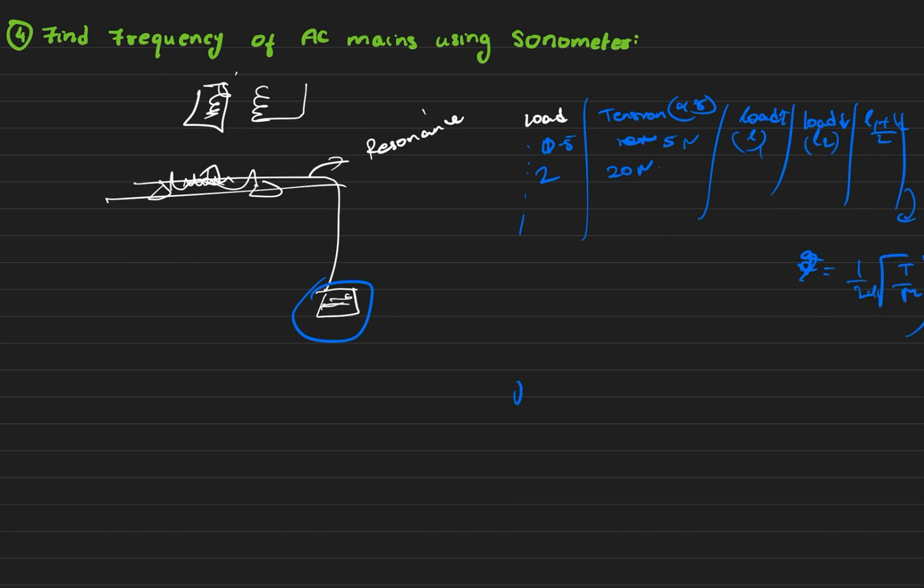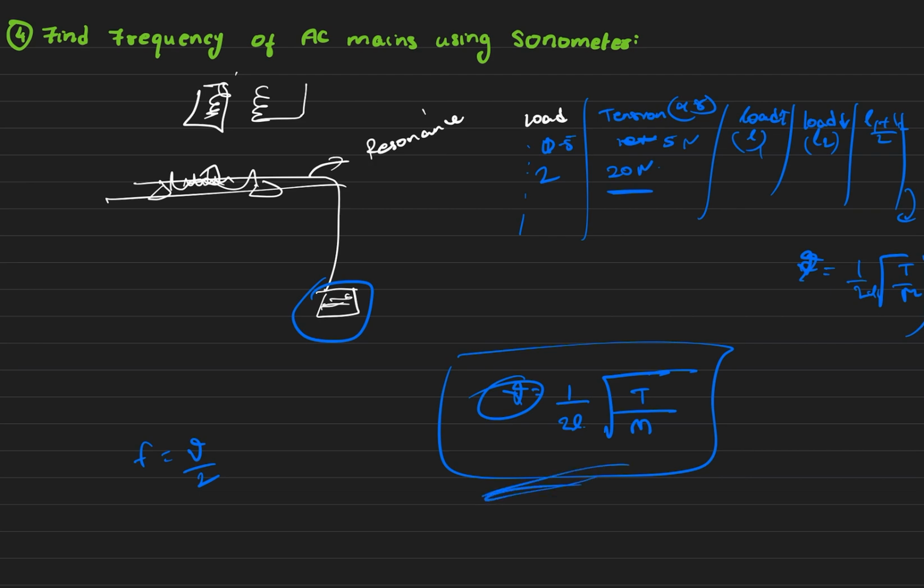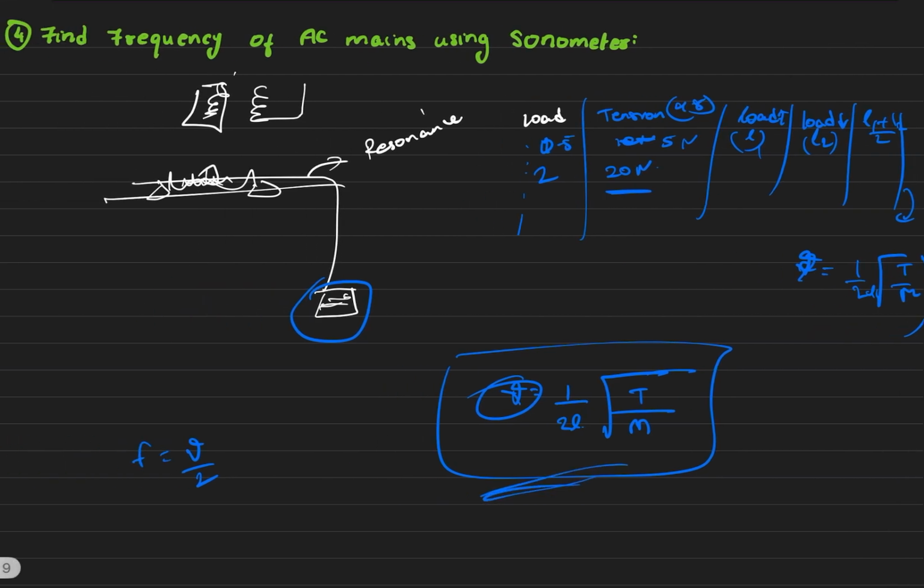So what all do you require? Frequency is equal to 1 by 2L, that's why you require the length, and you require tension. So first you need to find the tension, then you need M. M is the mass per unit length of the wire. And the frequency formula gives rho by 2, whatever value you are getting for this, if you divide by 2 you are going to get the frequency. So this is the ultimate frequency of our AC source.